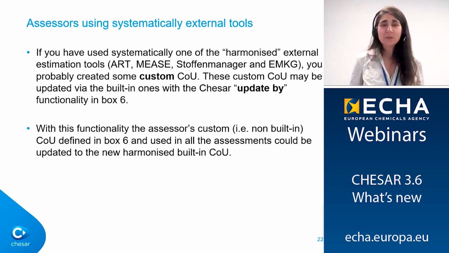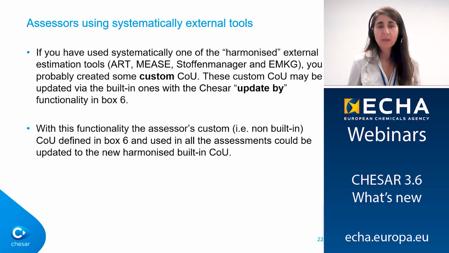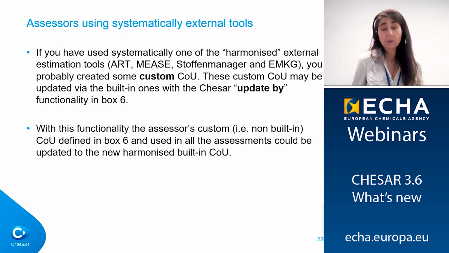So, for assessors systematically using external tools, we suggest using the update by functionalities, which is available in box 6 of Chesar. We suggest that because, in case you systematically used the external tool, you have probably created some custom conditions of use. To avoid any problem, the best would be to associate a custom condition of use, the one that you created, with one already defined for the external tool that you have used.